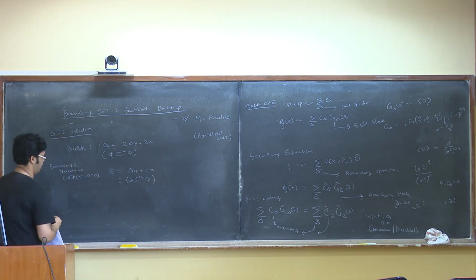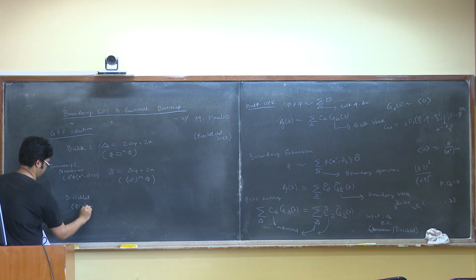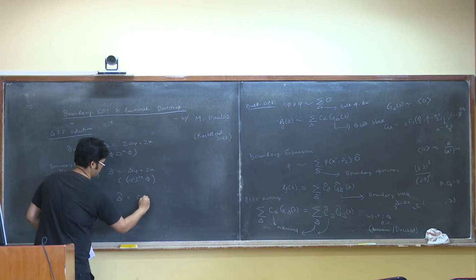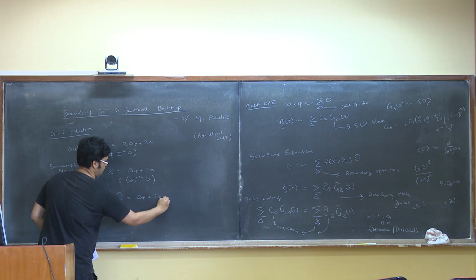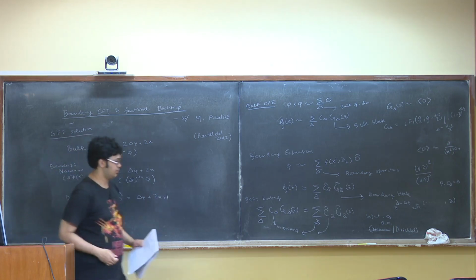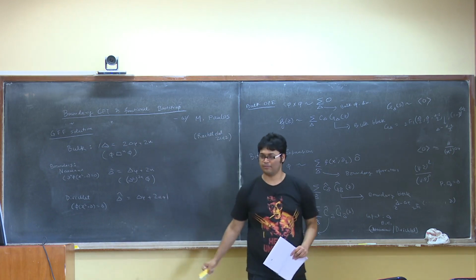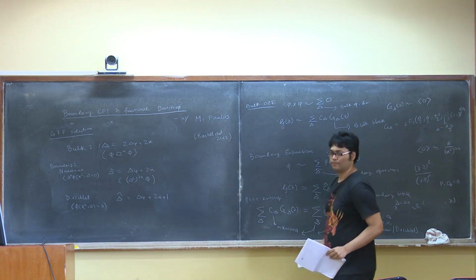Then I can have Dirichlet, which is phi at x perpendicular equal to 0, where the operators are. This is the GFF solution, and it's going to play an important role in what I'm doing.